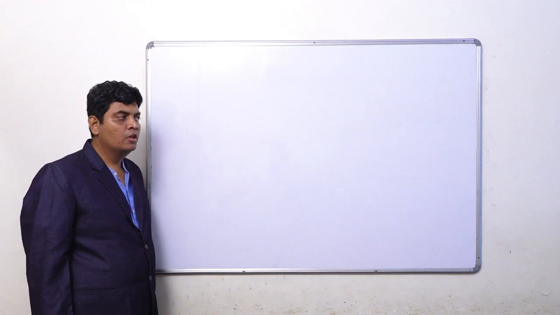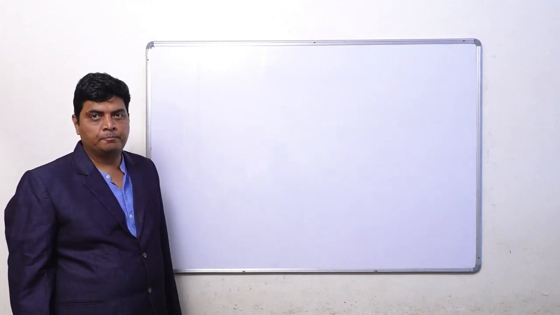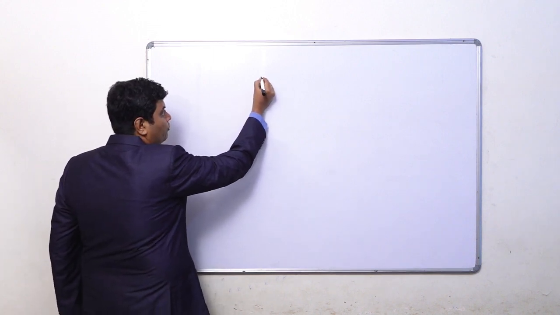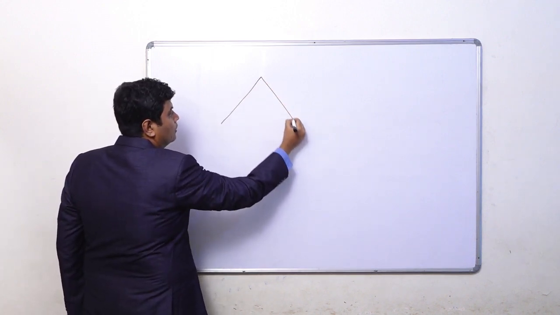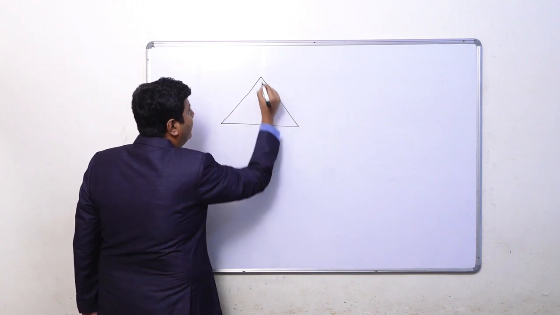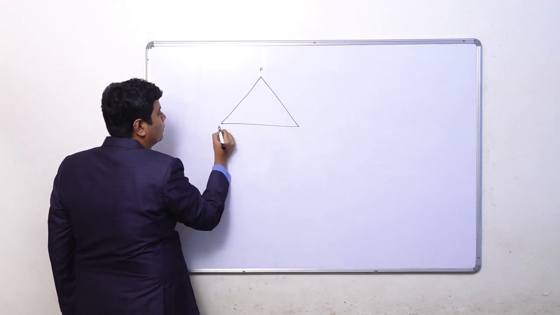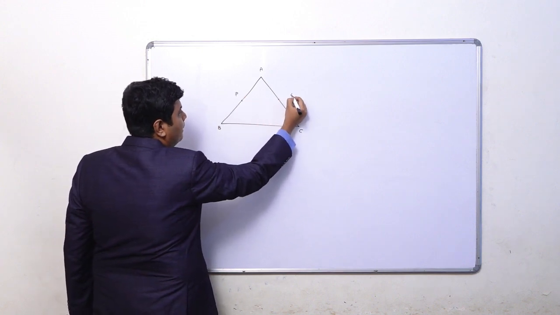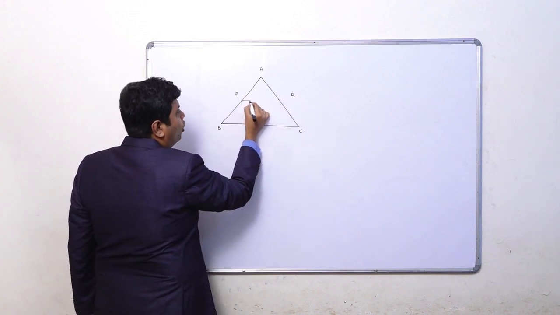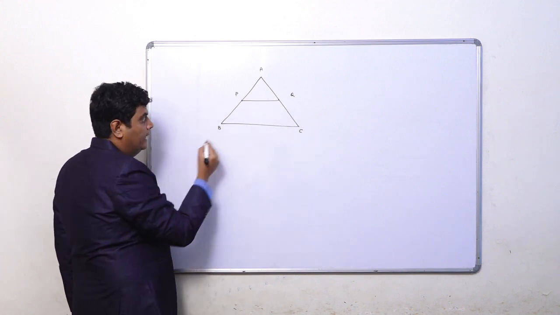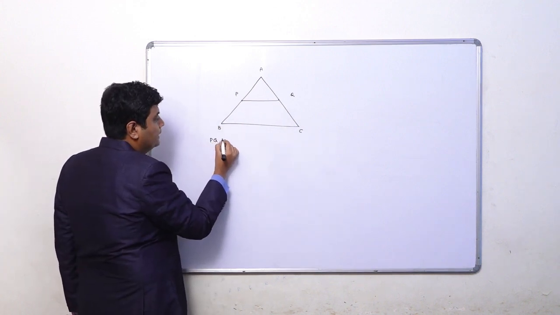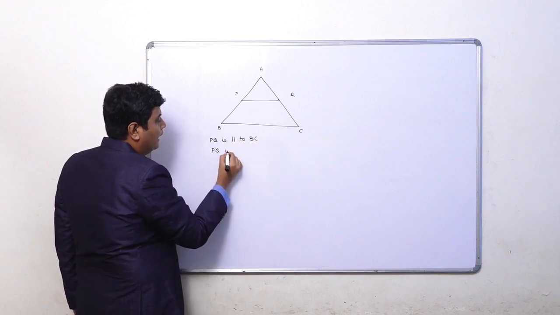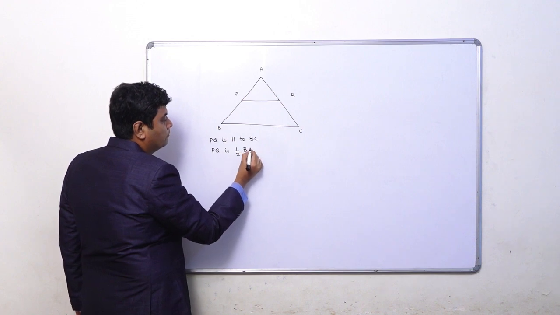Exercise 8.2, which is related to the midpoint theorem. First we need to understand what the midpoint theorem is. Suppose in a triangle ABC, if P is the midpoint of AB and Q is the midpoint of AC, and if I join PQ, then PQ is parallel to BC and PQ is half of BC.